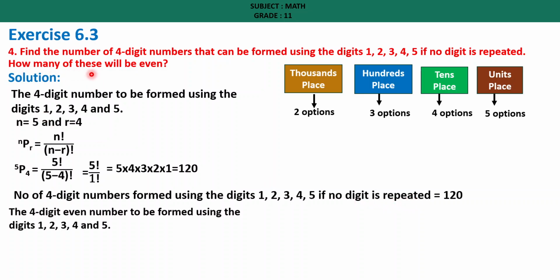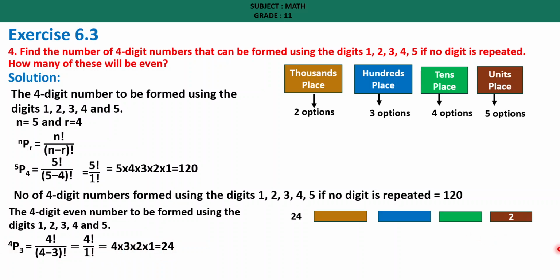The second subsection is how many of these will be even. Whenever it has to be even, the units place should be only 2 or 4, so there are 2 options. Therefore, the remaining 4 digits will be left out. From those we need to select 1 digit for the tens place, 1 digit for the hundreds place, 1 digit for the thousands place. That is n is equal to 4 and r is equal to 3. That is 4P3. Therefore, 4 factorial divided by 4 minus 3 factorial, that is 4 factorial, that is 24. Now, in the units place let us keep the 2.